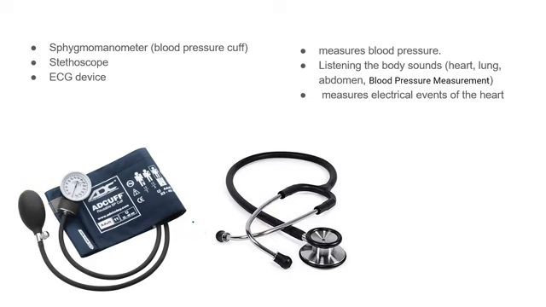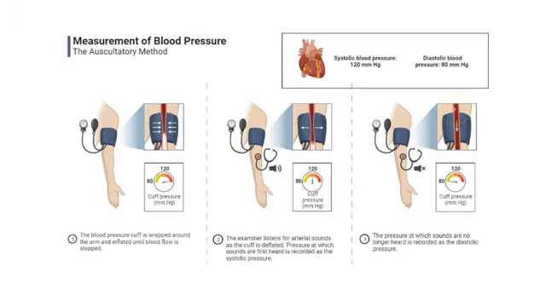And also for the cardiovascular system lab, we learn how the ECG device is going to measure the electrical events of the heart. So please make sure you know that the sphygmomanometer, the blood pressure cuff, is what we use to measure the blood pressure, and we also use the stethoscope for measuring the blood pressure. The stethoscope is also used to listen to the heart sounds, and the ECG device is going to measure the electrical events of the heart.